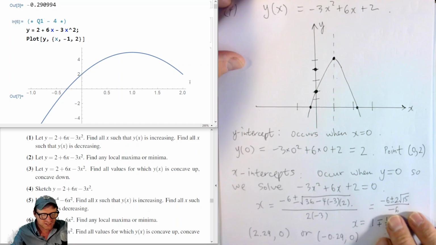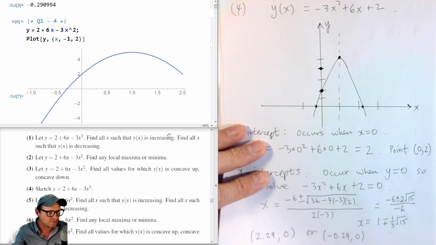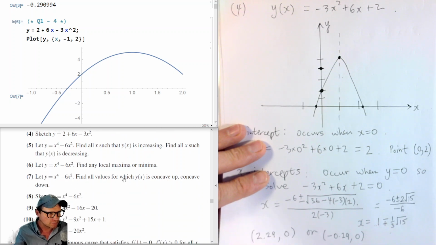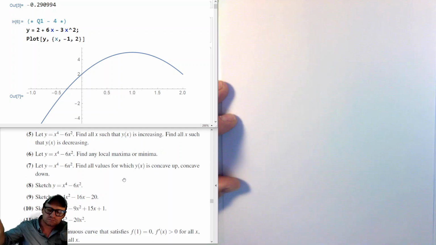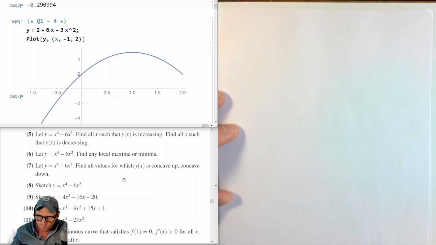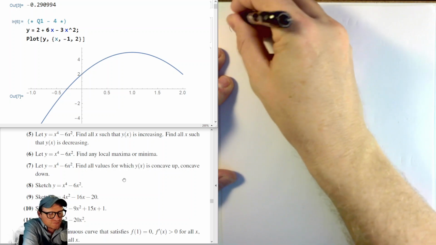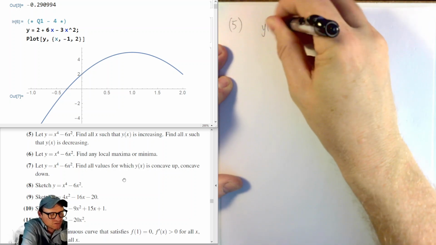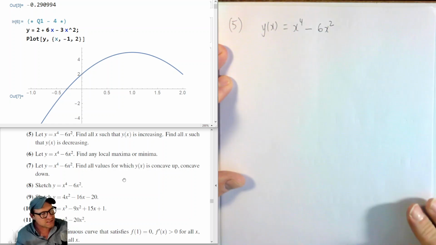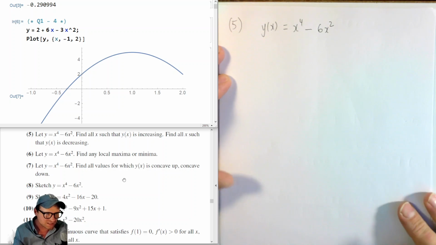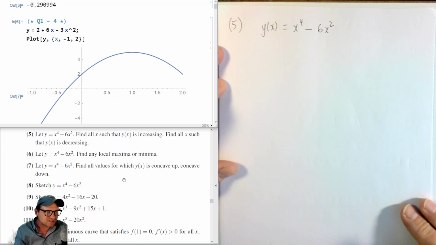All right, let's move on to question 5, where we're going to sketch a trickier function. I better scroll this PDF up. So it's the same set of problems, but with a different function. Okay, so question 5. y as a function of x is equal to x to the power of 4 minus 6x squared. And so this says find all x such that y is increasing. Find all x such that y is decreasing.